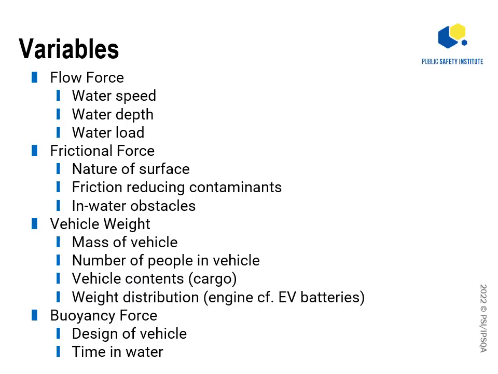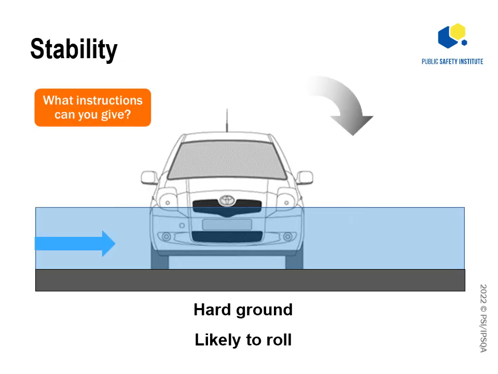So let's look in detail at some of the variables on those four forces that interact on the vehicle in water. Where a vehicle does present side on to the flow or is pushed into this position, the stability becomes even more critical. On hard ground, the vehicle is more likely to roll. When it's in soft ground, it's likely to bed down and become more stable.